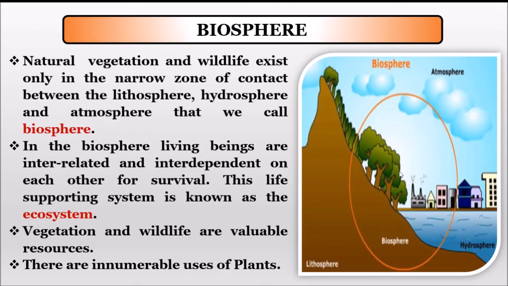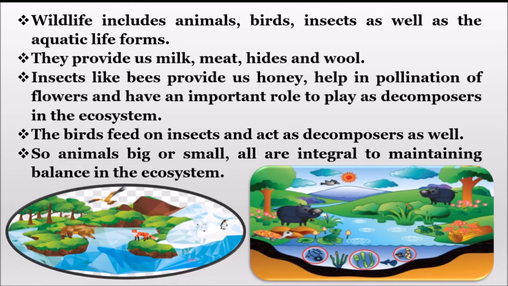They depend on each other and are interrelated in order to survive. This system of life supporting each other, in which all types of animals are interrelated and supporting each other to live, is called an ecosystem.